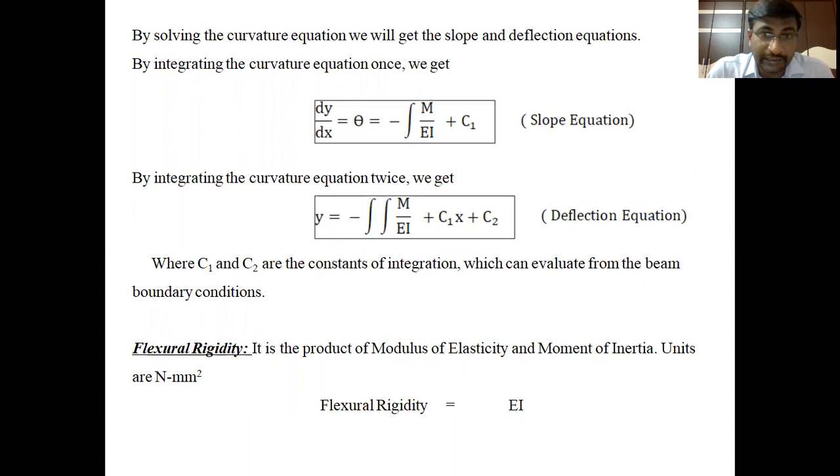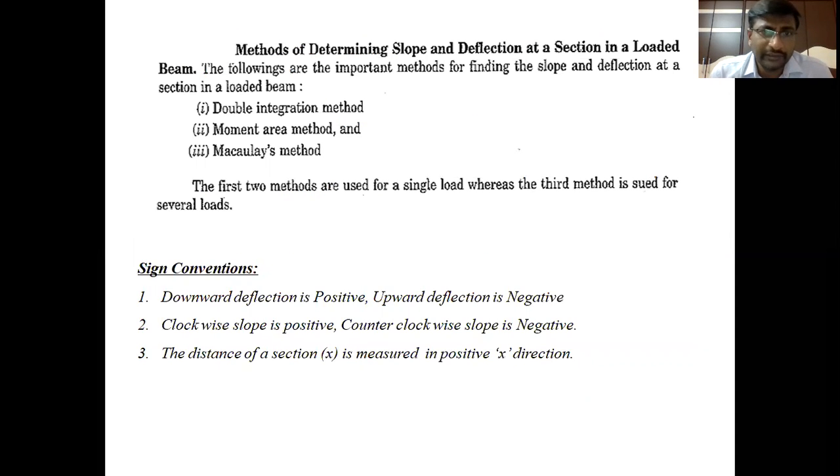In this, in the denominator, we have EI, which is called the flexural rigidity. It is the product of modulus of elasticity and moment of inertia. Indirectly, it indicates the strength of that section. The unit for flexural rigidity is newton mm square. EI is the flexural rigidity. These are the three methods: double integration method, moment area method, and Macaulay's method. The first two methods are used for single load, whereas the third method is used for beams with multiple loads.